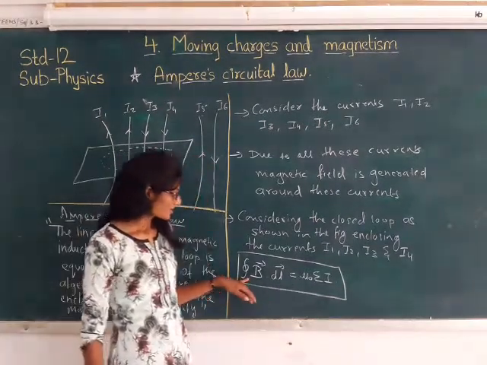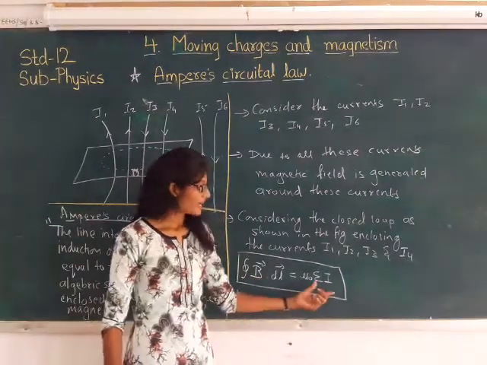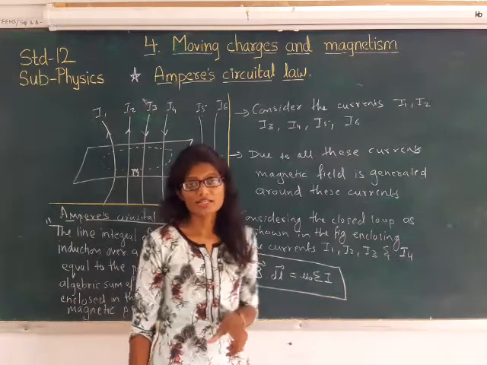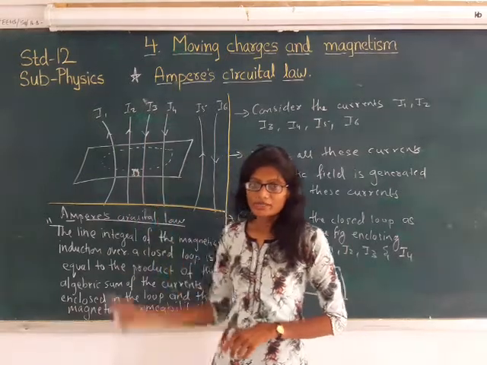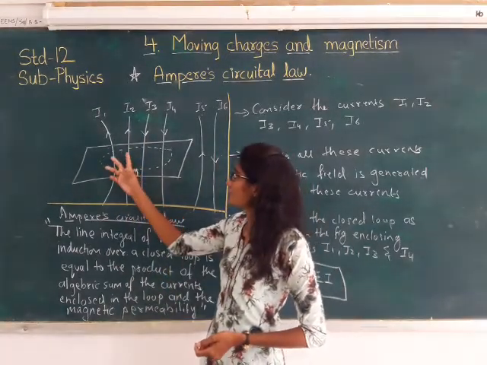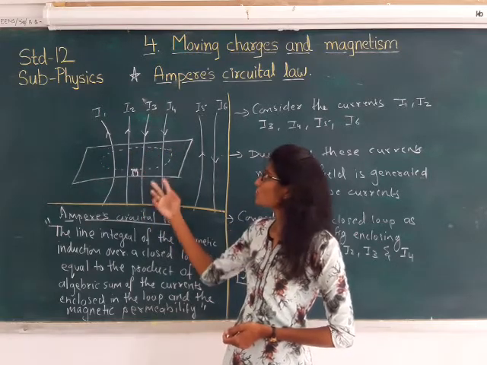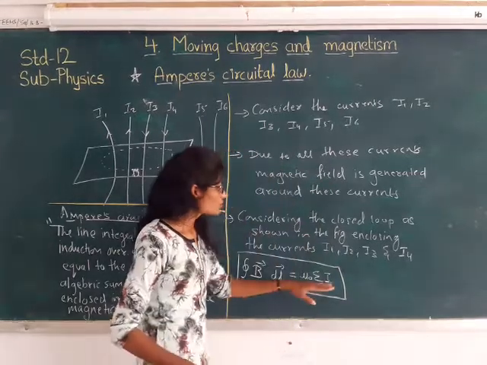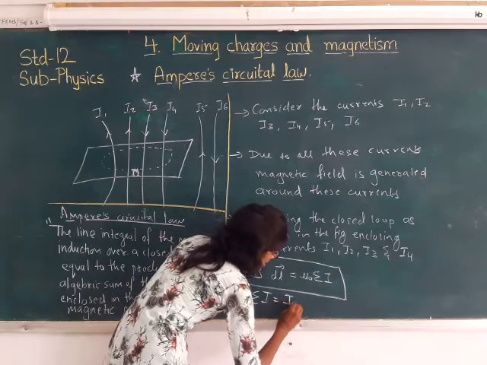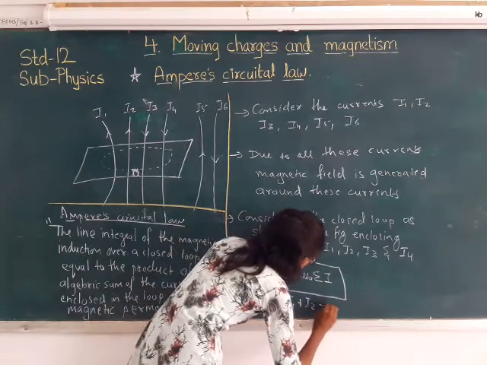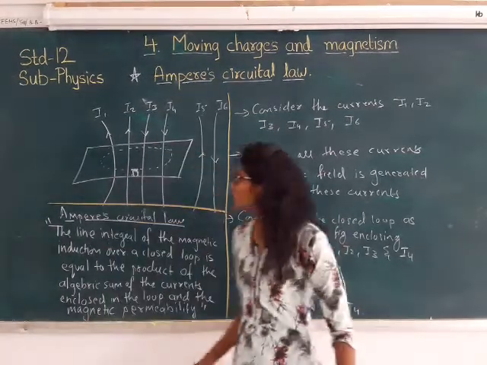As you can see here, the integral B vector dot dl vector is equals to mu 0 summation I. As already said, for the summation of the current, we need to consider only those currents that are enclosed in the loop, right? And you can see over here that the direction of I1 and I2 is same, then that of I3 and I4. I3 and I4 is opposite to that of I1 and I2. So the summation of current over here, I is equals to I1 plus I2 minus I3 minus I4, right?